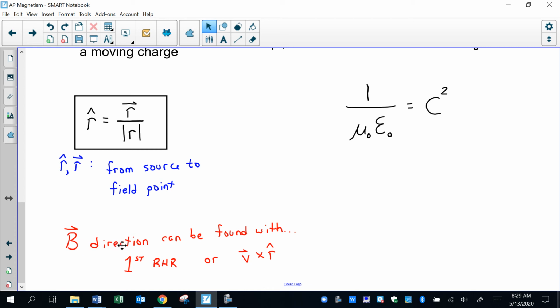Right? So your magnetic field direction, you can take that singular point that's moving and do the first right-hand rule like we did at the very beginning, and just pretend, visualize it like it's a line of charge, and that's very easy to do. Or you can do v crossed with r. Remember, cross product, you use straight fingers, straight thumb. Thumb cross fingers equals palm. So I'm going to do this one. I'm going to go up.